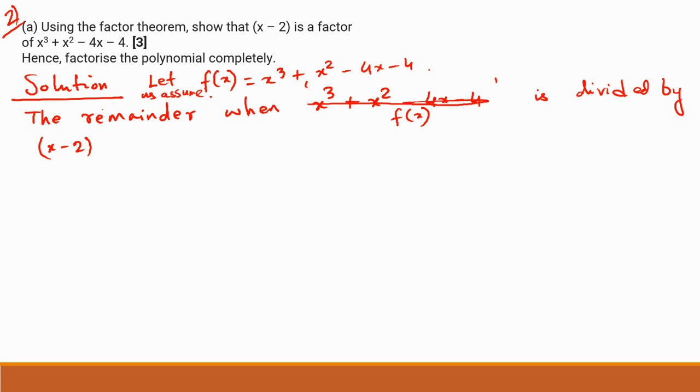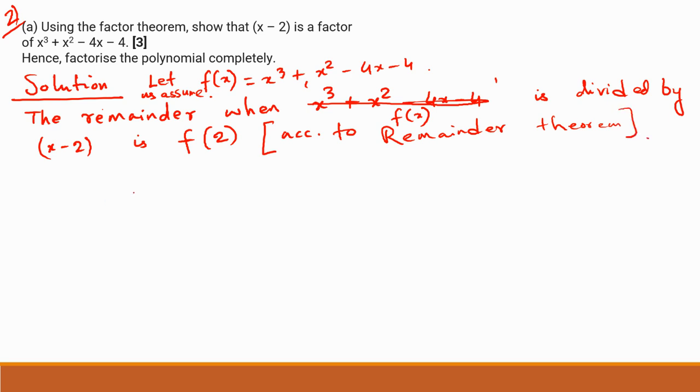What will be the remainder when f(x) is divided by x minus 2? I think you all know it, right? It should be f(2). This is how you got it. This is according to the remainder theorem, right? When f(x) is divided by a number like x minus 2, it should always be f of this number.